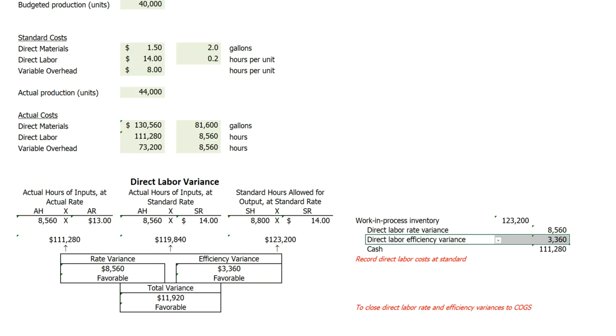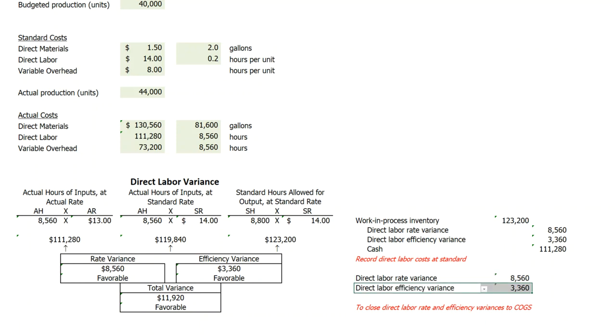At the end of the period, we need to close out the variances. And again, our actual labor cost was $111,000. We recorded work in process of $123,000, which means work in process is too high by $11,000. Finished goods will be too high, which means cost of goods sold will be too high. So we're going to need to reduce cost of goods sold by the $11,920. And we do that by debiting our labor rate variance and our labor efficiency variance, and we credit cost of goods sold.